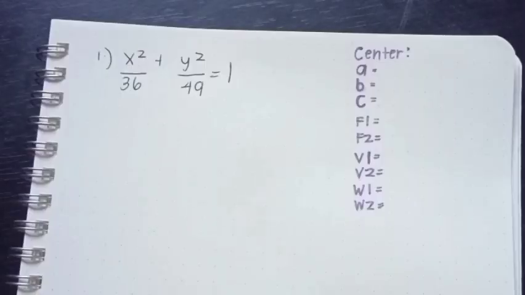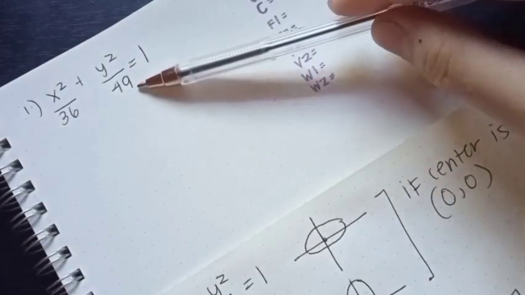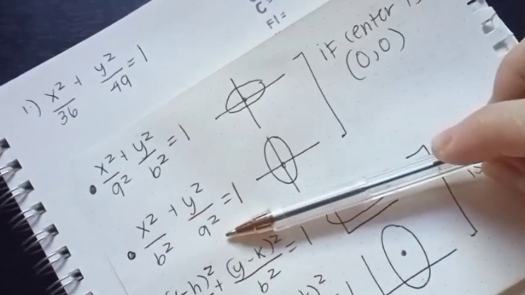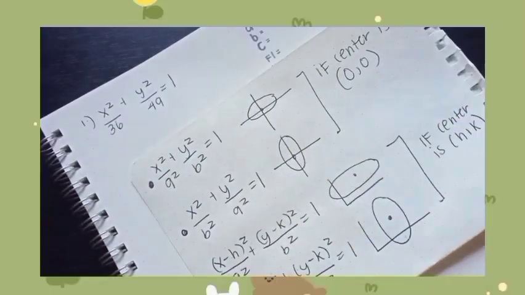Since a squared is always higher than b squared, then 49 should be a squared since it's higher than 36. Since this is a squared, the graph is going to be vertical. It's going to be like this.